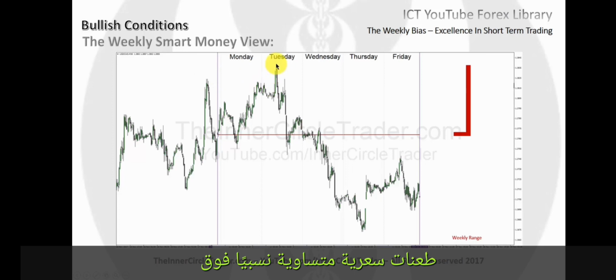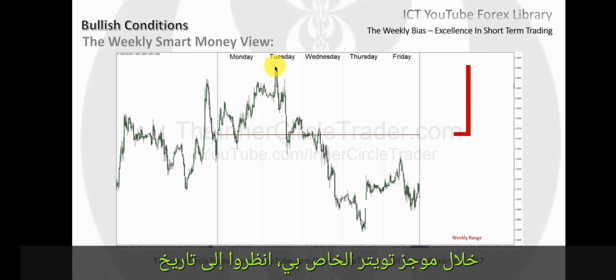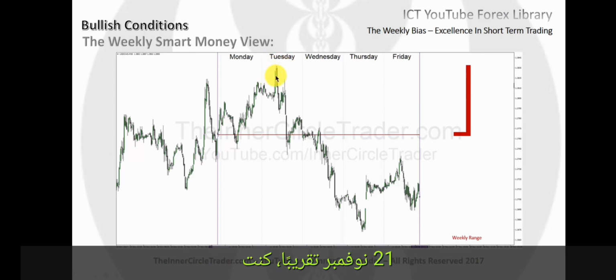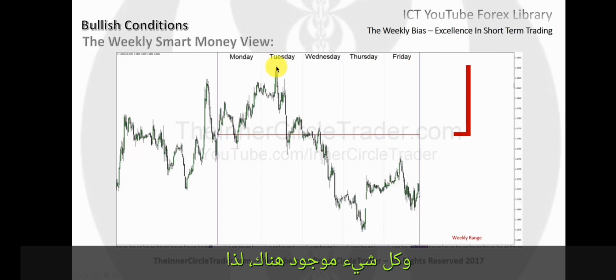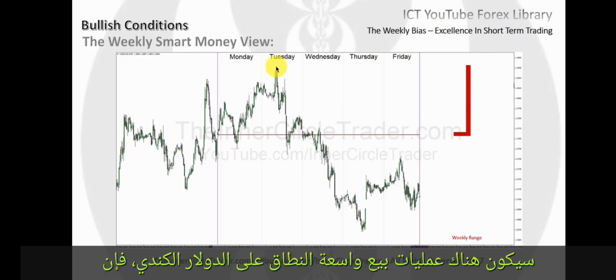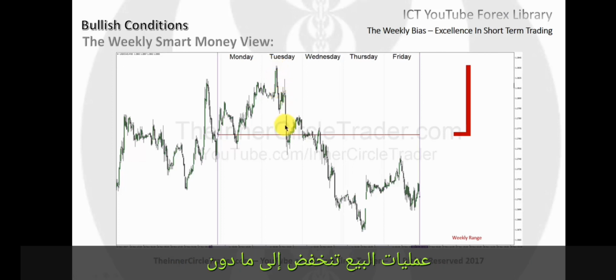Price stabs above this. You could be a seller here, and I did in fact take this trade and I shared it on Twitter. You guys can see that. Go through my Twitter feed, look at the date for around November 21st, 22nd. I would have shown the example, and my entry points and everything's in there. Sell short with the expectation that there's going to be a sell-off on the dollar CAD. Price sells off, goes below the opening price.